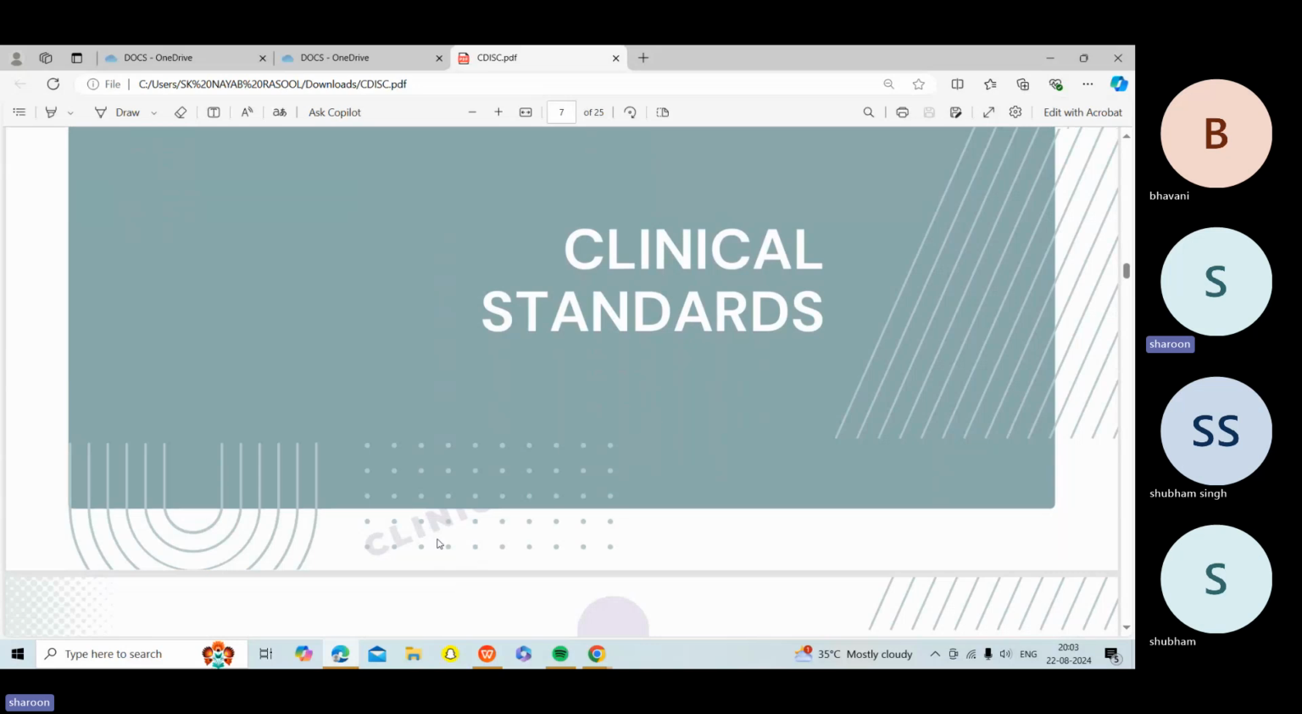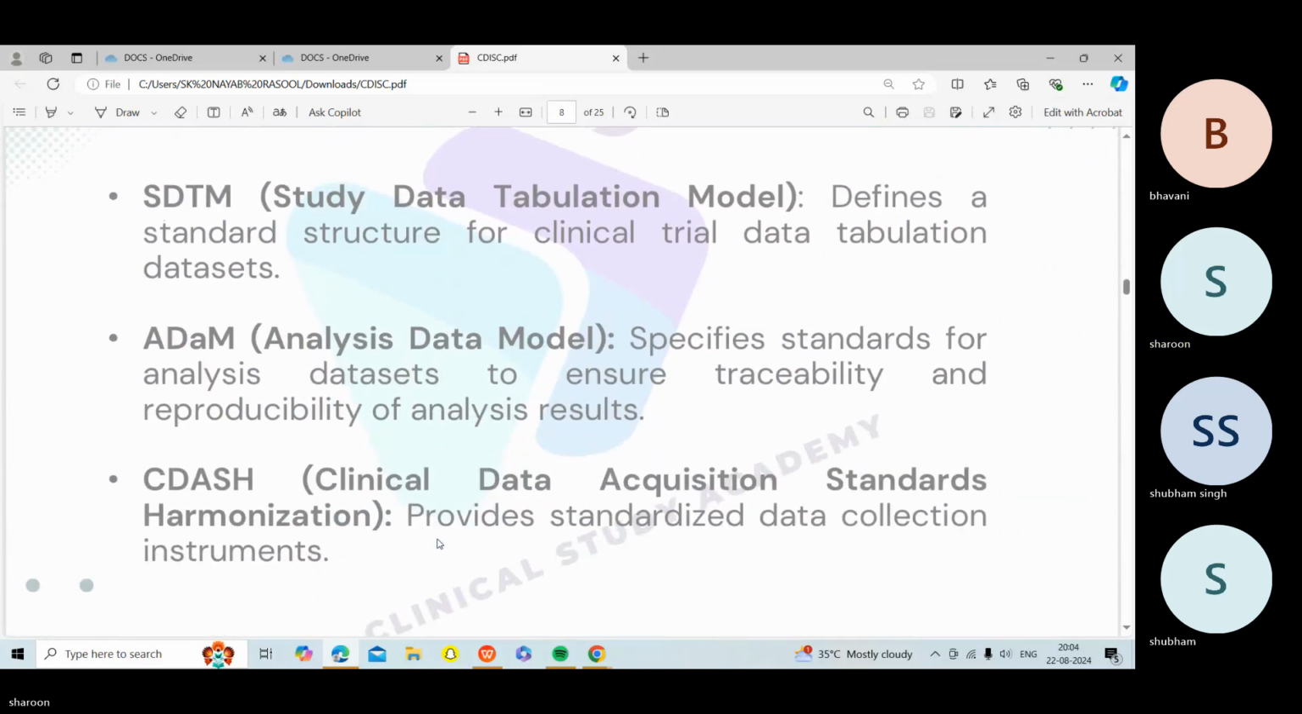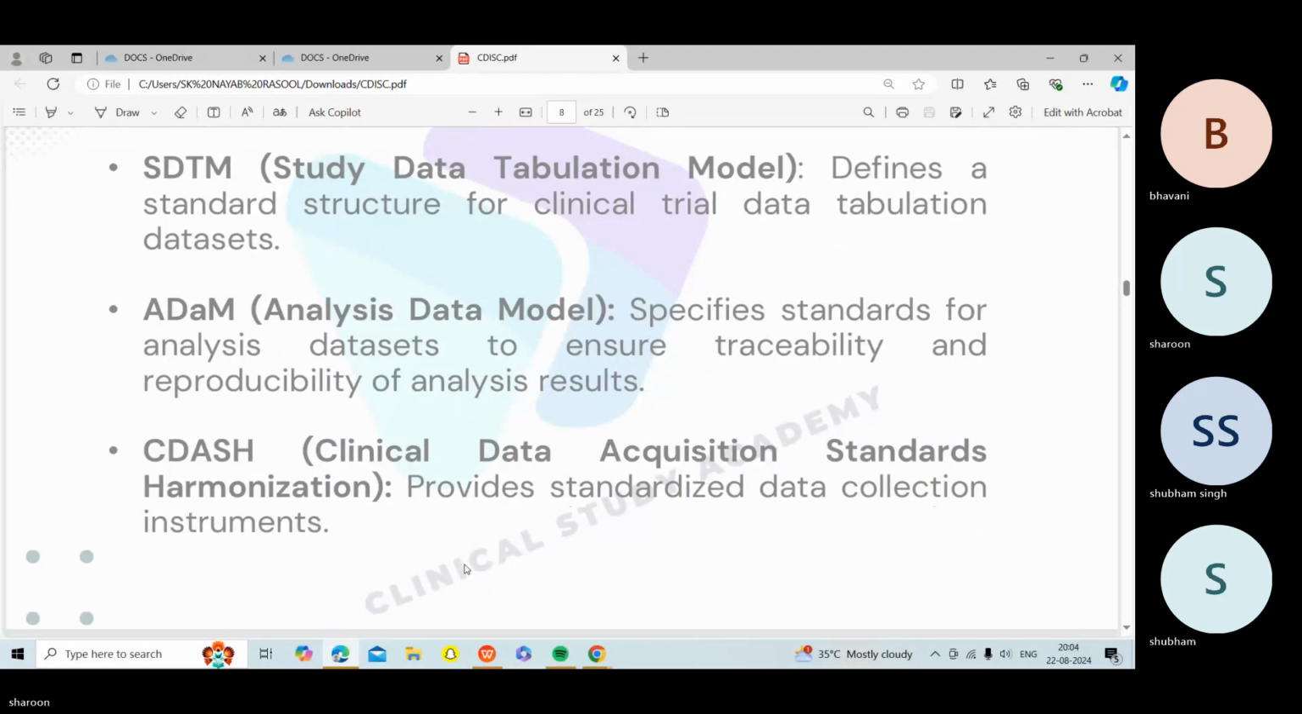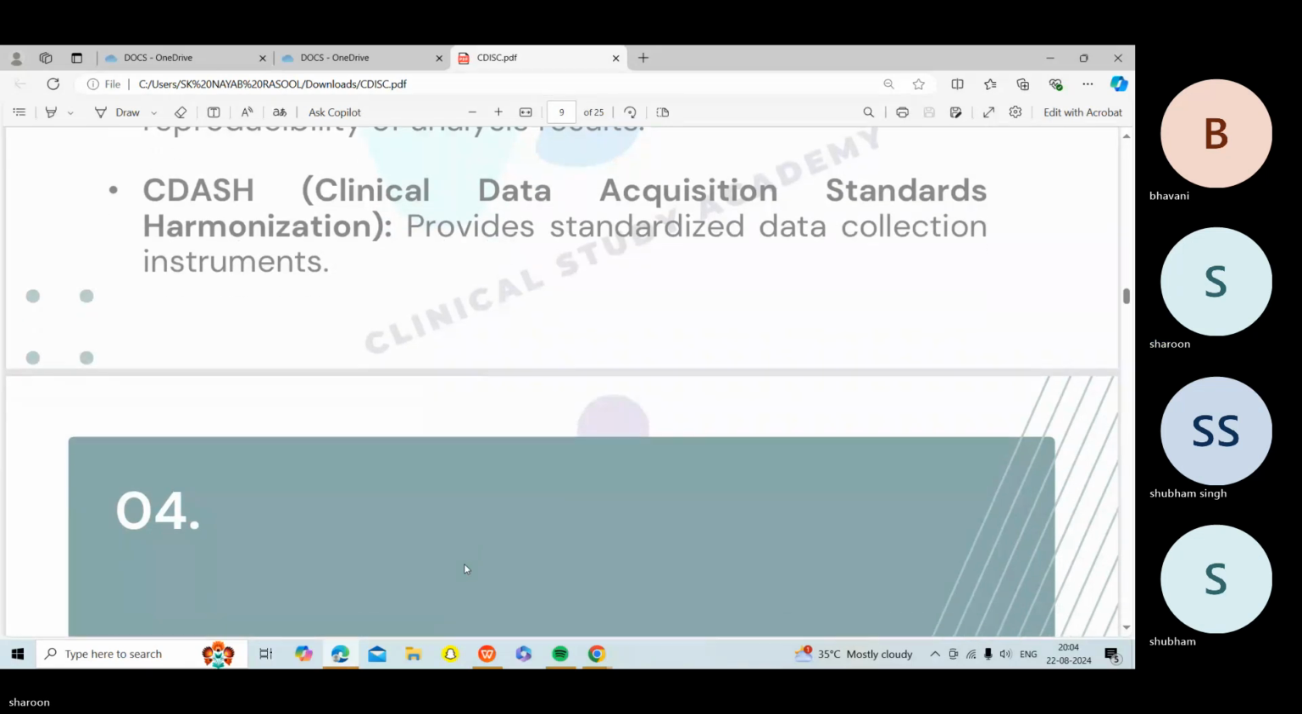And clinical standards. SDTM, Study Data Tabulation Model, defines a standard structure for clinical trial data tabulation datasets. ADaM, Analysis Data Model, specifies standards for analysis datasets to ensure traceability and reproducibility of analysis results. CDASH, Clinical Data Acquisition Standards Harmonization, provides standardized data collection instruments. Sir, should I continue? Yeah.